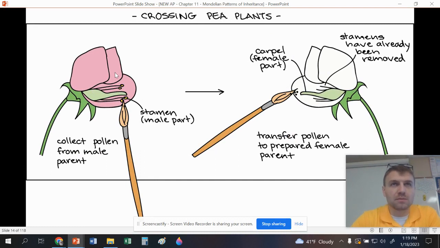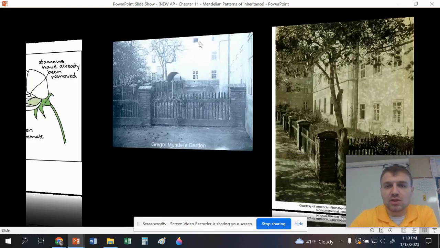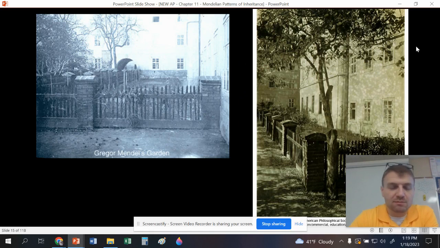And you can see what he did was he controlled which plants mated with other plants by using a paintbrush and taking the female and male part, the pollen, and collecting it and putting it to the female part here. So he controlled basically which plants had sex. And this allowed him to look at these crosses or these matings a little bit more specifically and look at their offspring and what they produced.